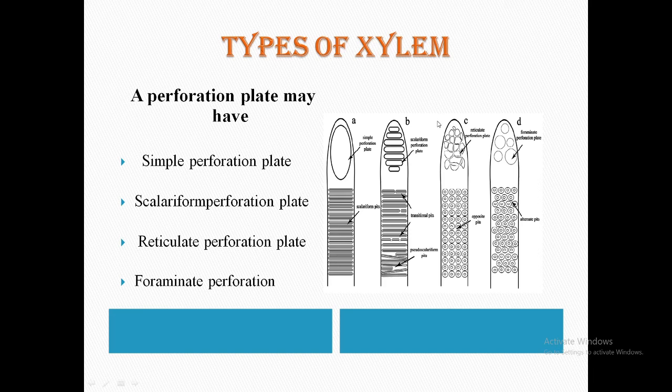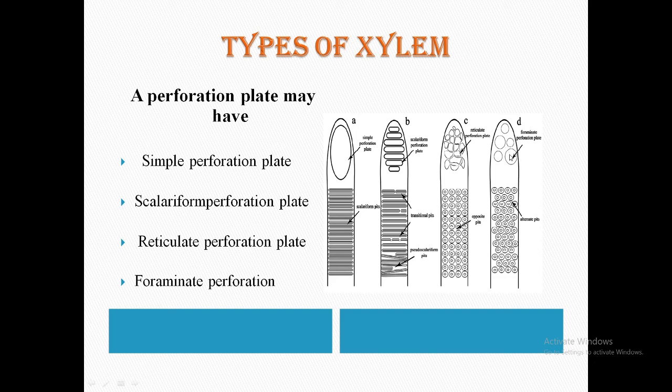Reticulate perforation means when the perforations are arranged in a reticulate manner. It means network-like plates are arranged, that is known as the reticulate perforation. And the last type is the foraminate perforation. Foraminate perforation means what? When the perforations are almost circular.